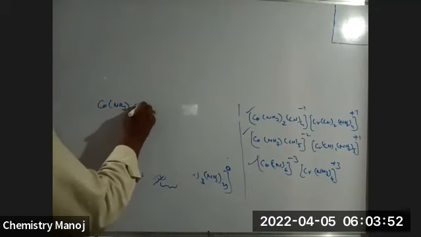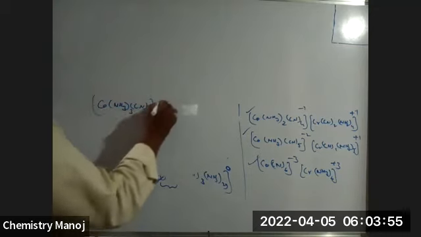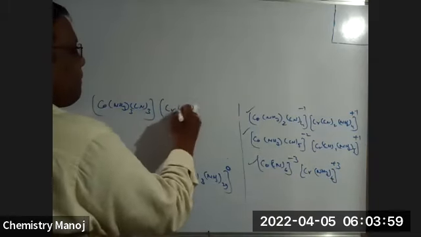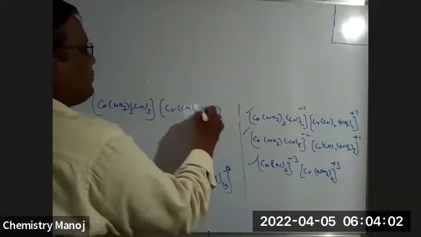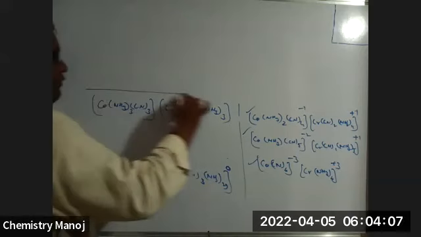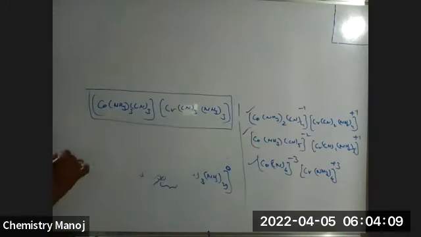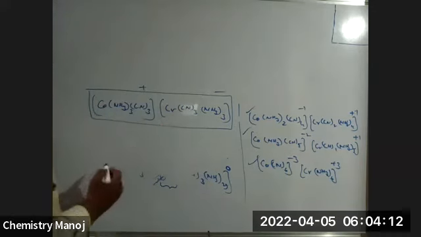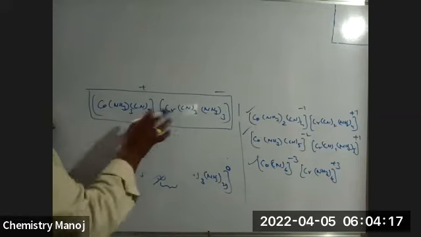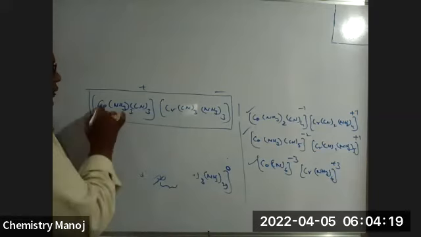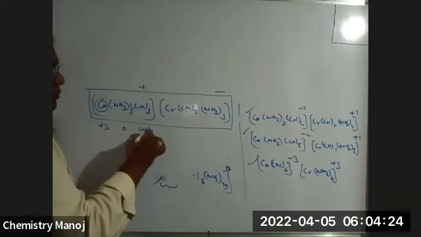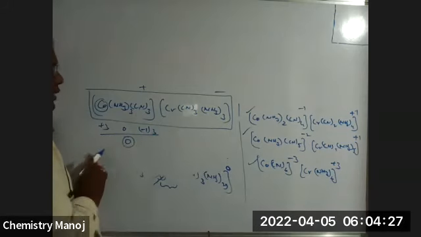Co(NH3)3 (CN)3, Cr(CN)3 (NH3)3. If this set exists, one should be plus, one should be minus. Otherwise, the set does not exist, because there should be an ionic part; then only attraction is possible. But here, cobalt has plus 3, ammonia has 0, cyanide has minus 1 into 3. Overall, it is neutral. Correct or wrong?